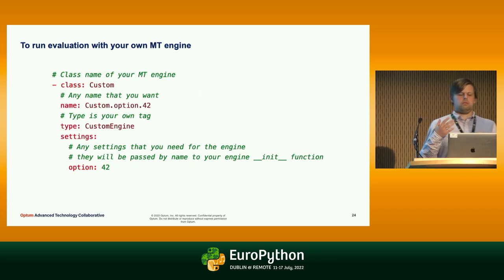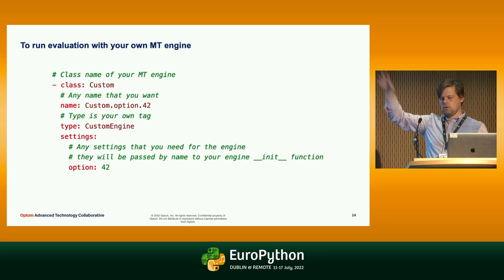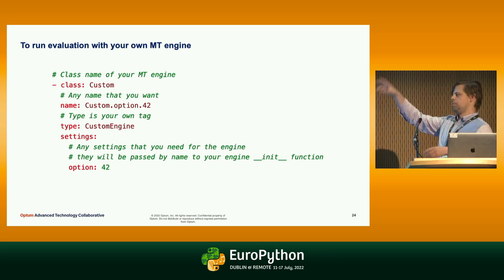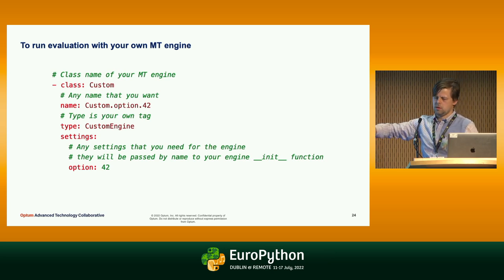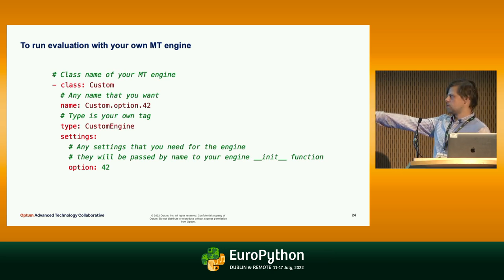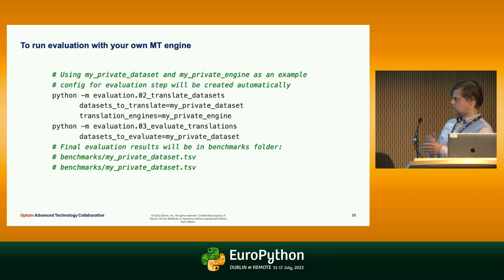Again, with the engines, if you want to support a new engine, you create your translation class that will inherit from the base translator class, implement all three functions: initialization, translation, and setting language, and then put it in config saying this is my class, called custom, and you need to put this name in the enumeration inside the code. And these are some settings for my engine, and let's go. And again, in the script, you just say that my translation engine is my private engine.